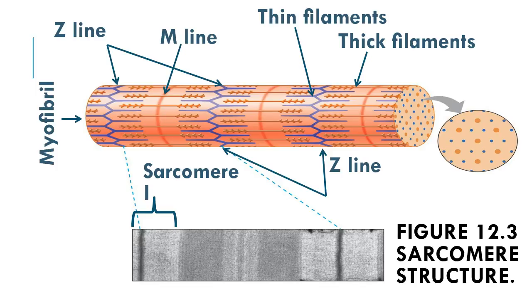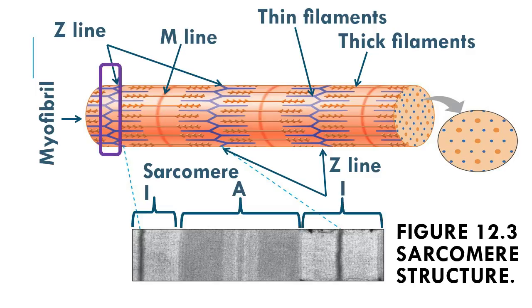Thin filament only. No thick filament. So if I were to look at the I-band, if I look at the Z-line and then just adjacent to it, it looks lighter. Okay, so that's going to be the I-band. And I'll highlight it here in this image with the purple. So that's going to be your I-band.